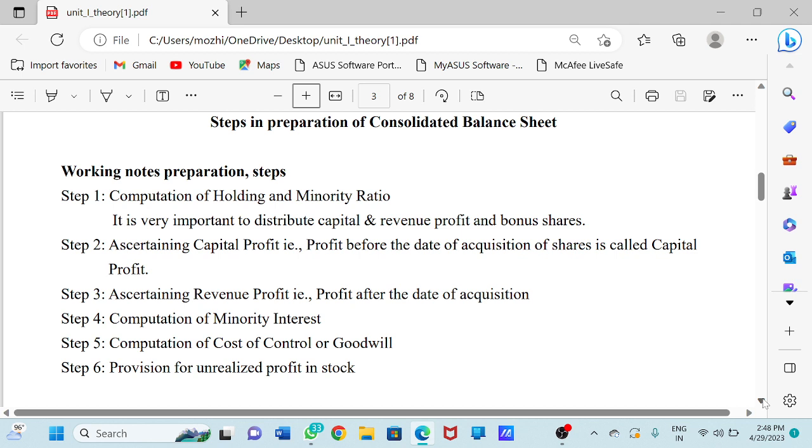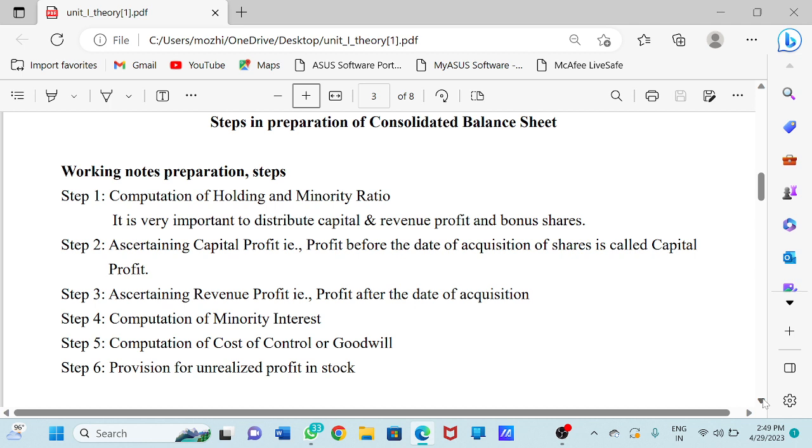After completion of the third step, we will move to the computation of the minority interest. That is nothing but the share moving to the general public. Suppose 6,000 shares are taken by the holding company, the remaining 4,000 shares will go to the general public. So their interest will be calculated in step 4. And again, we have a separate format for that.